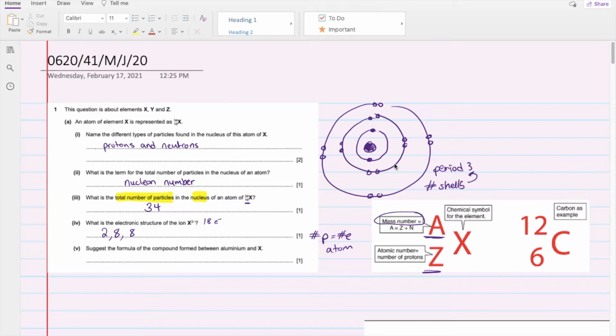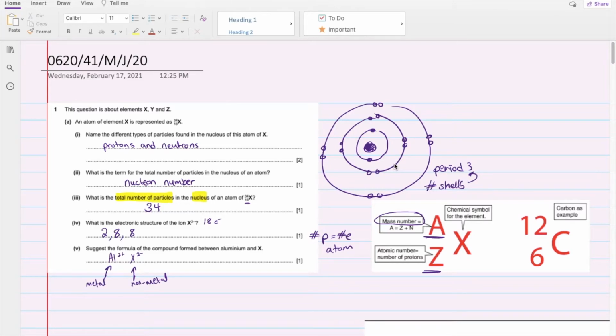So for part 5, they ask us to suggest the formula of the compound formed between aluminum and X. So aluminum has an ion with a charge of 3+, and X is 2-. So since it's negative, it's gaining electrons. This is a nonmetal, and aluminum, it lost electrons, hence it is a metal.